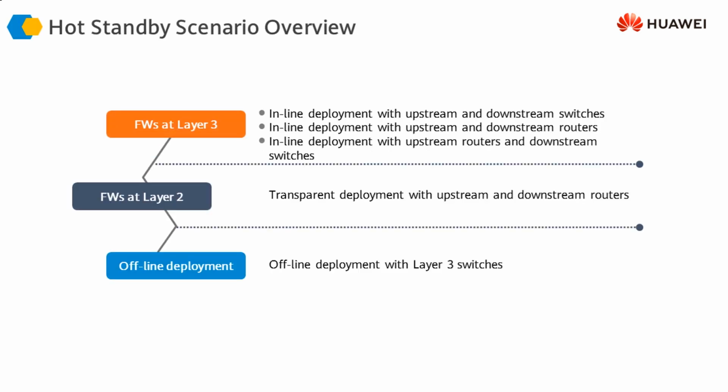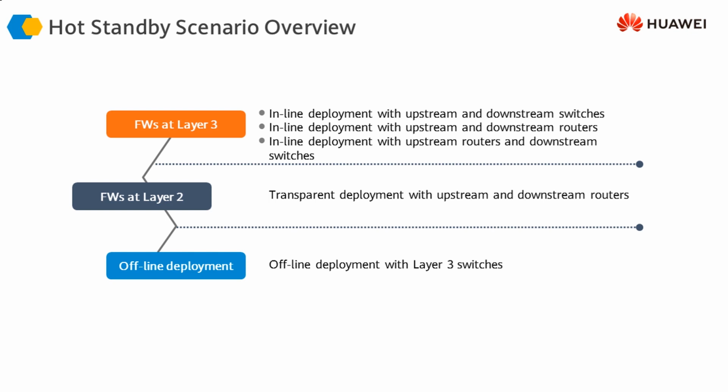As you already know, we can have the firewall service interfaces working at layer 3 or at layer 2. So these are the two scenarios in which we can implement the firewall, or we can have a third deployment scenario, which we call the offline deployment.